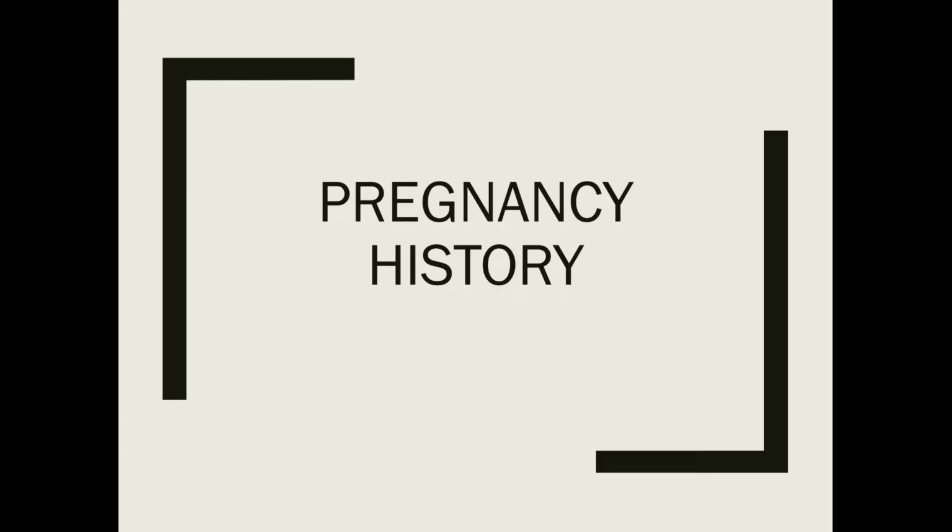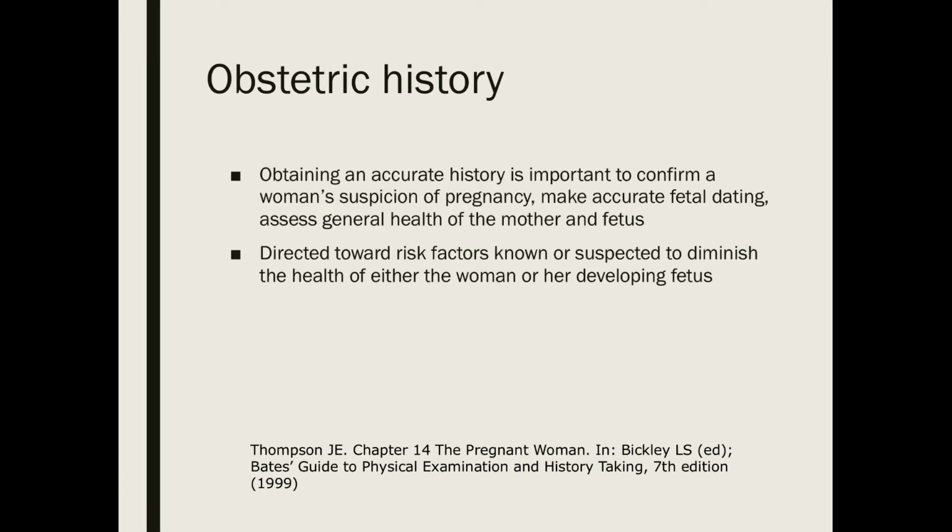So first, let's talk about pregnancy history. Obtaining an accurate obstetric history is very important to confirm a woman's suspicion of pregnancy, make accurate fetal dating, and assess the general health of the mother and her fetus. An obstetric history should be directed towards the risk factors that are known or suspected to diminish the health of either the woman or her developing fetus.